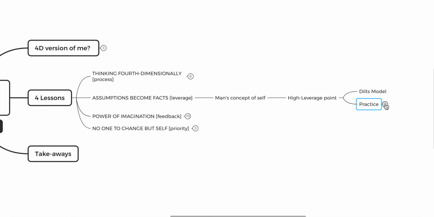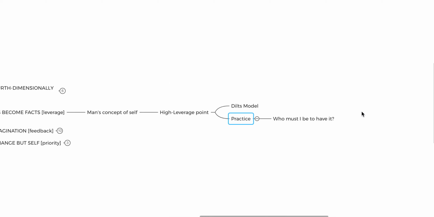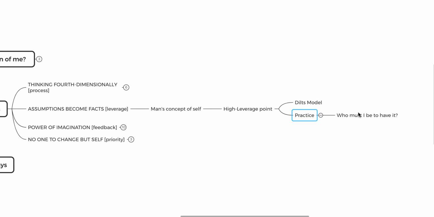So let's see what kind of practice you can do. And very simple. Practically speaking, ask yourself, who must I be to have it? So in the first step, in the first lesson, we learned the process. So the highest leverage point is you deciding, who are you? The person who gets what you want. So who must I be to have it? And that's the highest leverage point.